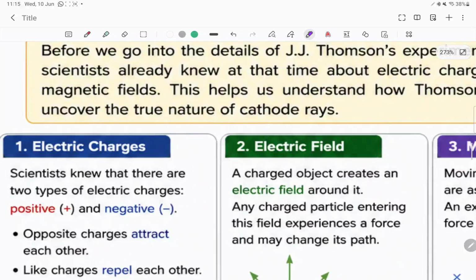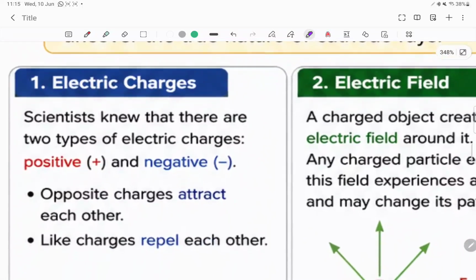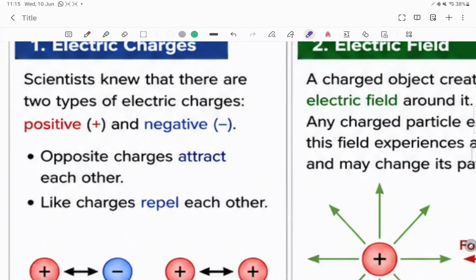So, what did they know about electric charges? Scientists knew that there are two types of electrical charges: positive charge and negative charge. Opposite charges attract each other, plus attracts minus. Like charges repel each other, meaning minus repels minus, plus repels plus.